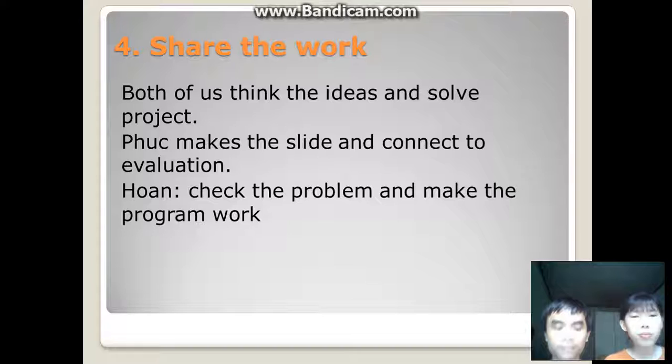And the last part is sharing the work between me and Hoàng. Both of us thought of the idea and the process. I made the slides and connected the evaluation, and Hoàng tested the program and made it work.